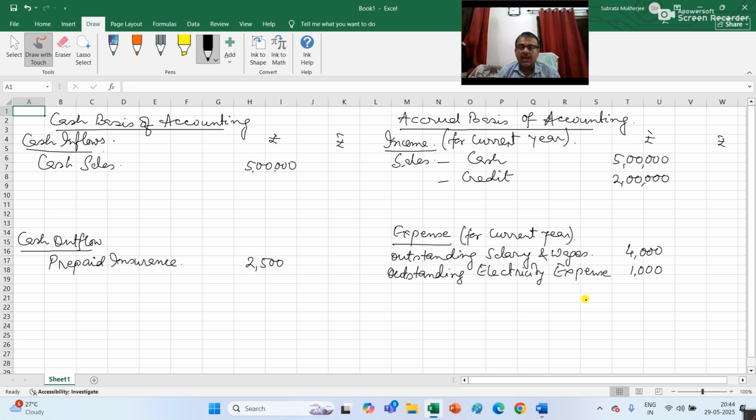Next item is income received. So income received, your journal entry is cash account debit to income, and it will get reflected in both the basis of accounting. So income received is for rupees 5,000. Next is income received in advance. So I will first record income received in accrual basis also 5,000.